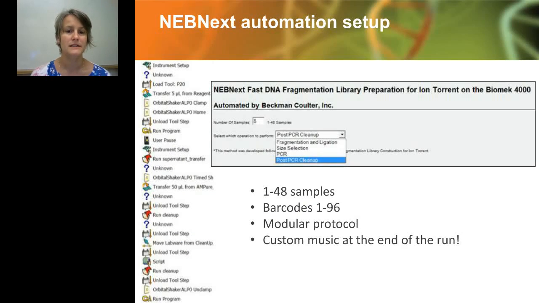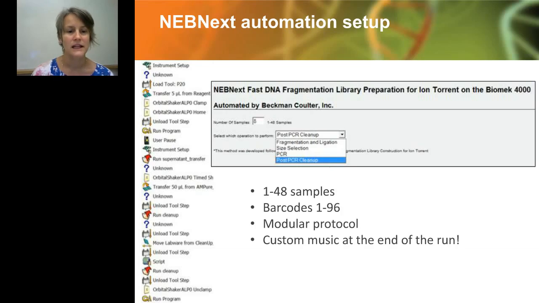And as Zach mentioned, the protocol was set up to be modular so that we could run anywhere from 1 to 48 samples, and you could select each step depending on where you were in the protocol. We used all 96 barcodes from Life Technologies, the Ion Torrent Ion Xpress DNA barcodes. And on the left here, I'm just showing how complicated the protocol is if you were to try to write this yourself. Luckily, we had Sarah helping us here.